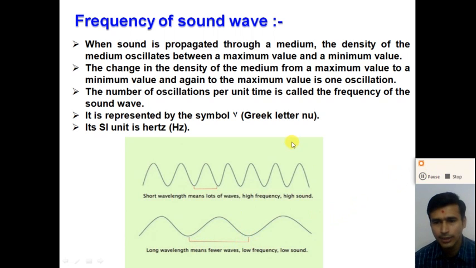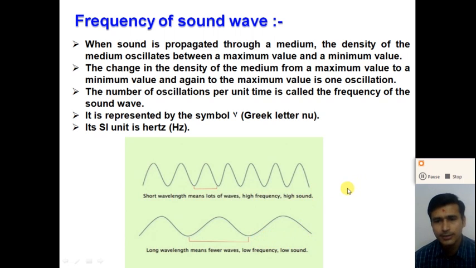So dear students, understand what we mean by the frequency of the sound wave. The number of oscillations per unit time is called the frequency of the sound wave. As the number of oscillations is higher, the frequency of the sound wave is higher. So this sound wave has a higher frequency and a shorter wavelength, and this sound wave has a lower frequency and a longer wavelength.